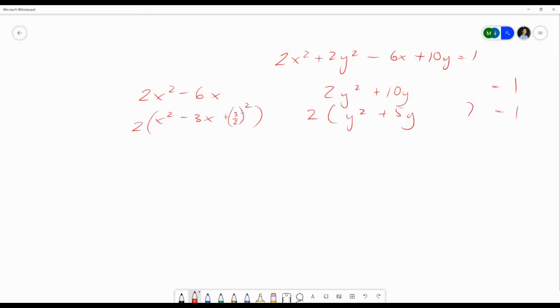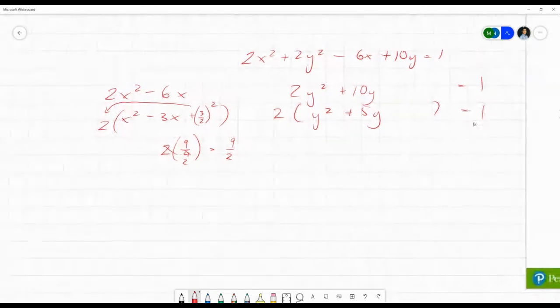However, I do not add this to the other side. The reason is that I did not add 9/4, but in fact, I actually added 9/4 times 2. So now I have to take 2 times 3/2 squared, which is 9/4, and this equals 9/2. You can just reduce that, right? So now I have to add 9/2 on the right side.